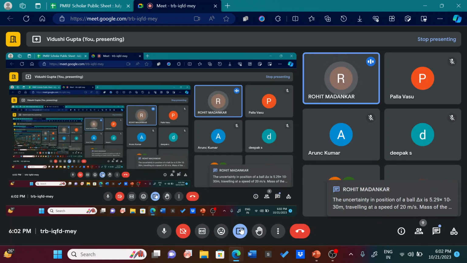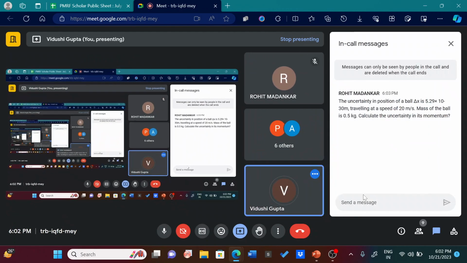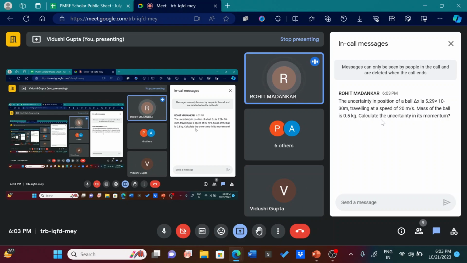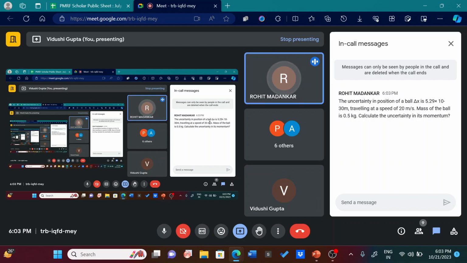One question is there. I have written it in the chat box, that I have solved. Basically in that question, mass is given and velocity is also given. So you don't have to use the uncertainty formula. You can directly solve the momentum question by multiplying 0.5 into 20, because momentum is P equals mv, directly mass into velocity. Delta x is given for confusion also.